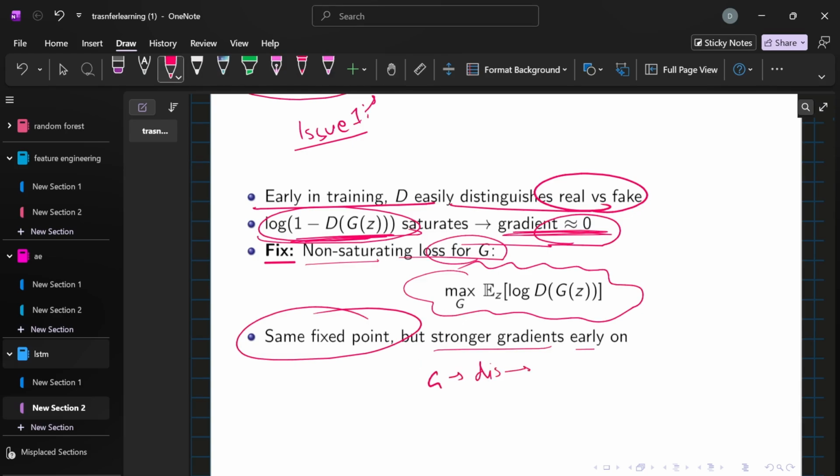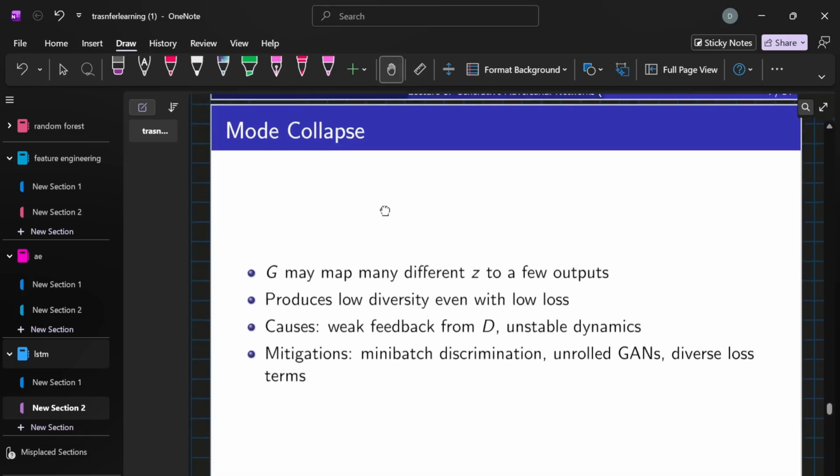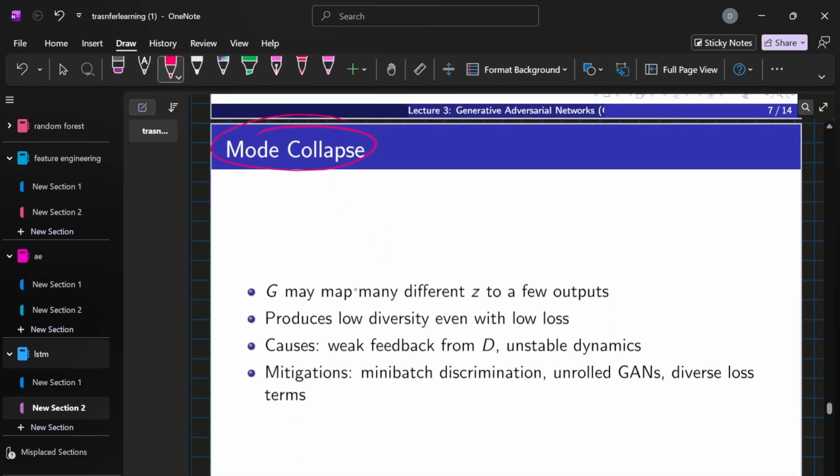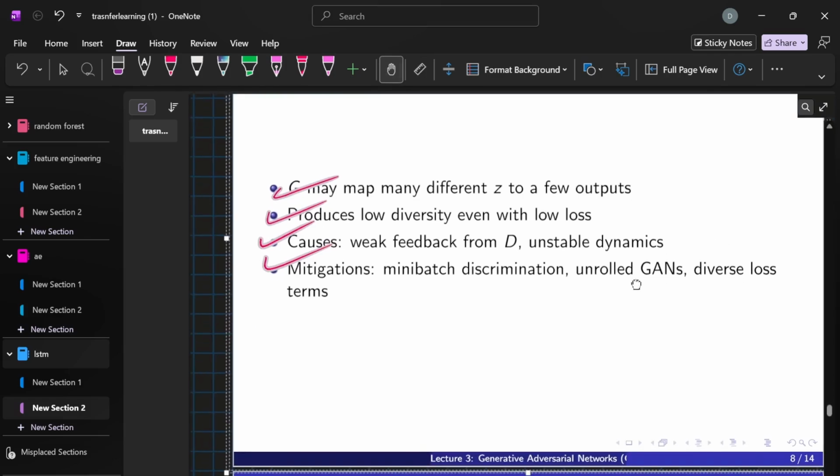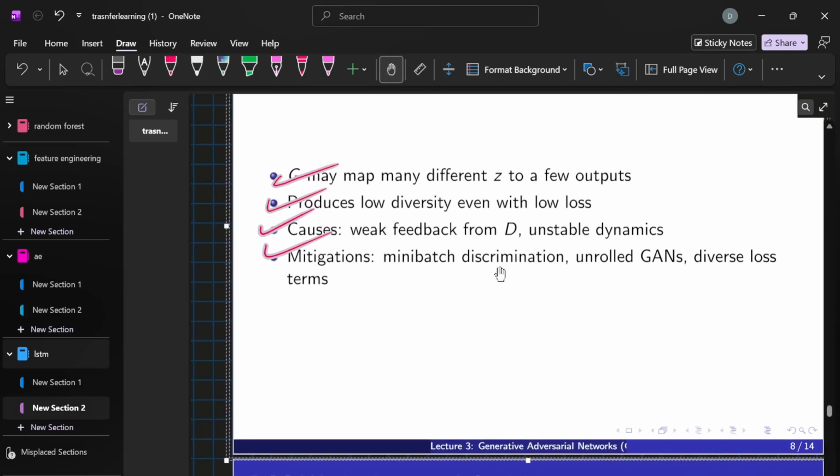Then we have the second thing, that is model collapse. This is when the generator finds one of a few outputs that reliably fool the discriminator, and just keeps producing those, ignoring the diversity of the real data. Imagine training a GAN on handwritten digits and it only ever generates the digit 7: technically convincing but completely useless as a generative model. This happens because of weak and oscillating feedback from D and generally unstable training dynamics.